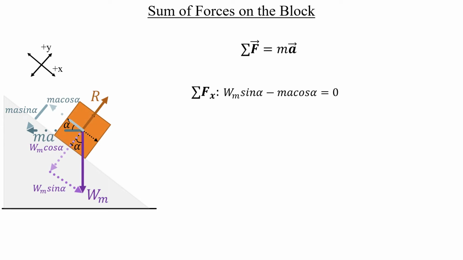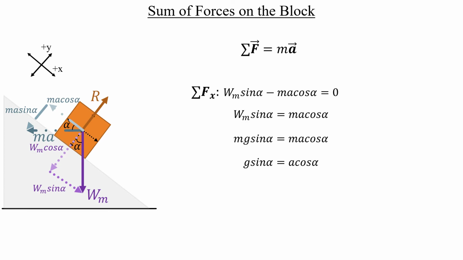Starting in the x direction, we can see that the sine component of the block's weight will be canceled out by the cosine component of the fictitious force that we added. Since there's only two terms here, well, we can try algebraically solving for lowercase a and see what we get. First, I'll move the cosine component of that fictitious force over to the right-hand side. Then I'll exchange the weight of the block with its definition, mg. We appear to be on the right track since there's mass on both sides now. Let's cancel that out.